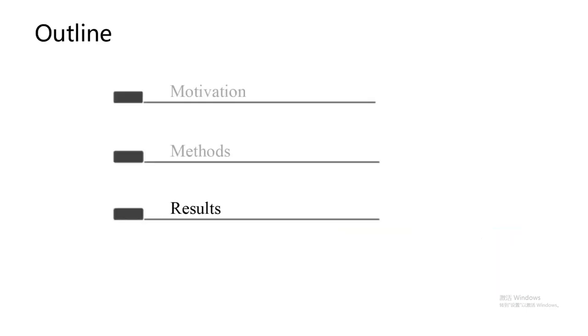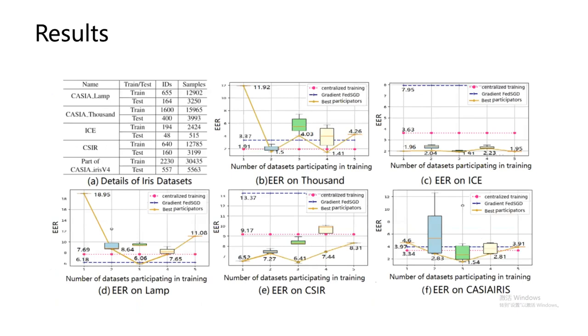After building the template communication federated learning framework, we perform extensive experiments on some iris datasets. At first, a group of experiments are conducted to verify the influence caused by the introduction of heterogeneous iris templates. The result shows that the distribution shifts between the communication participants may cause a negative transfer for EER performance. So it is unreasonable to train a model or aggregate more datasets while ignoring distribution shifts.